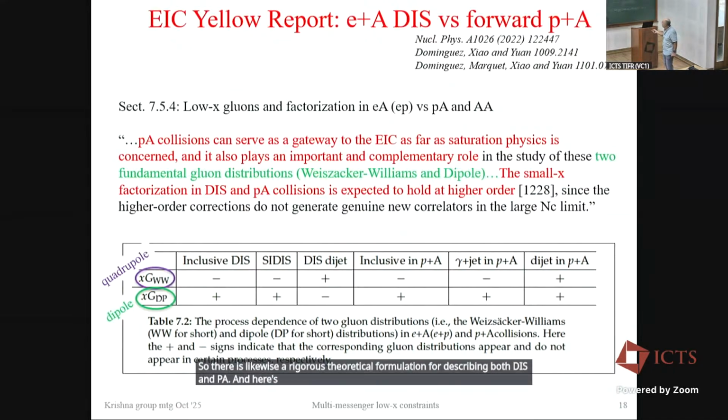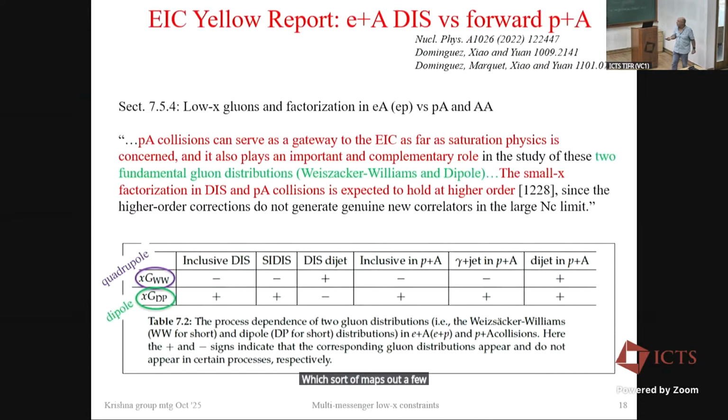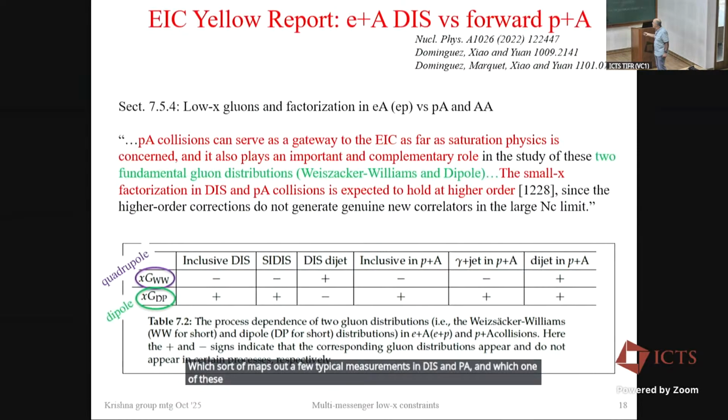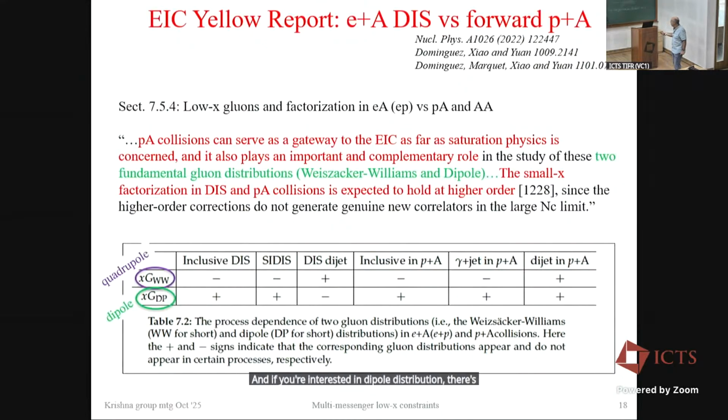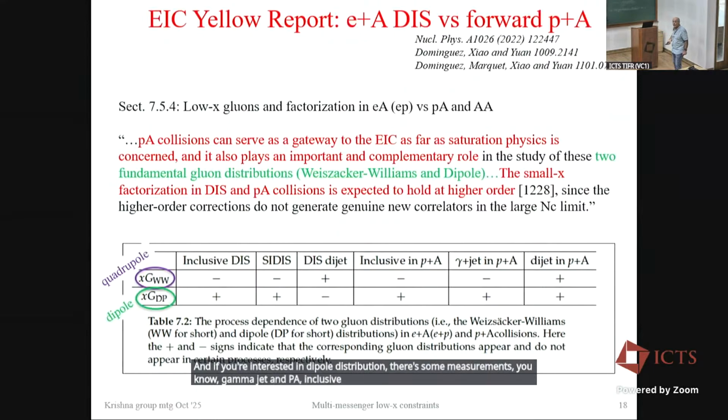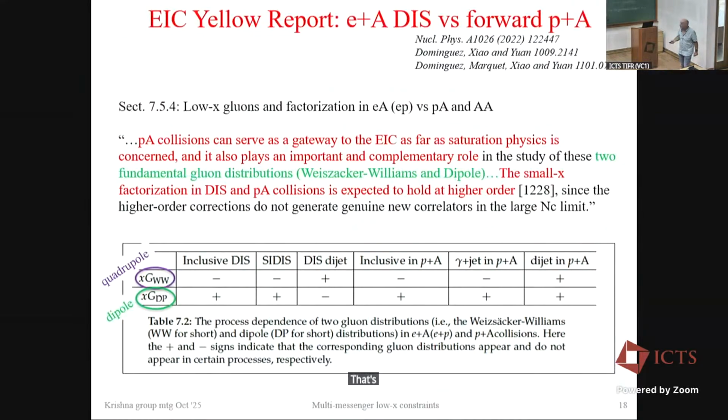And here's a nice table done by my LBL colleague Feng Yuan and others some years ago, which maps out a few typical measurements in DIS and pA, and which of these, dipole or quadrupole gluon distributions, it's sensitive to. It has a little bit of a scorecard here. If you're interested in the dipole distribution, there are some measurements: gamma-jet in pA, inclusive DIS. You can imagine now a scientific program that walks through DIS and pA measurements and then asks for consistency across this set of measurements. That's a strategy. So there's an opportunity here, and let's see how we can take advantage of it.